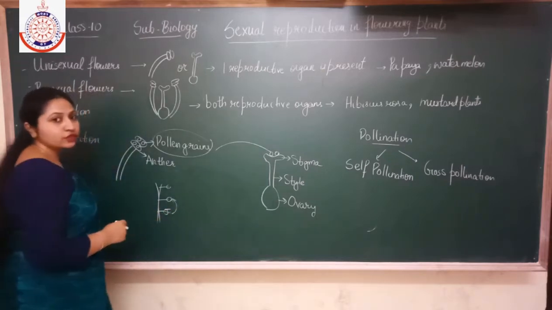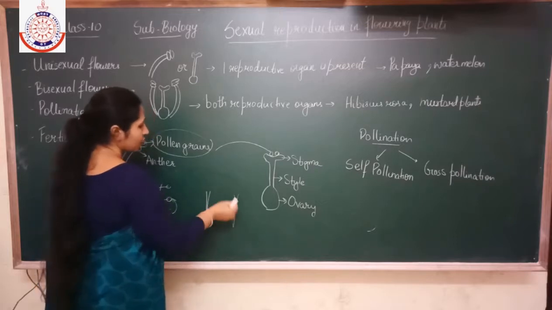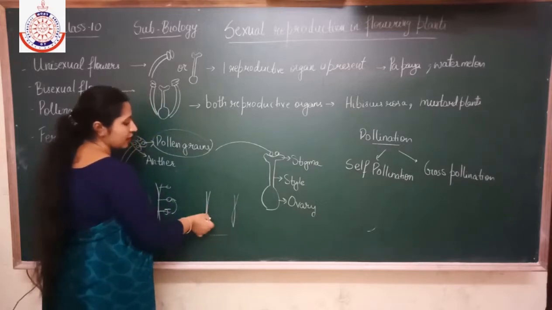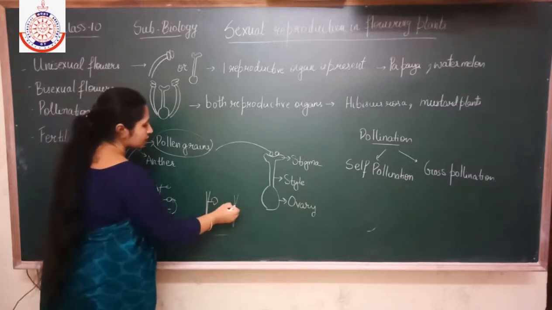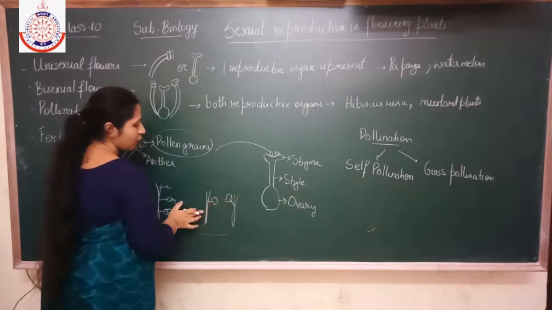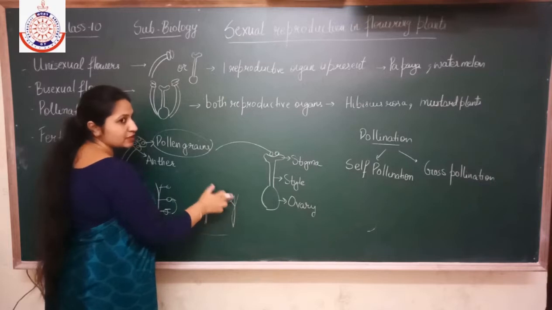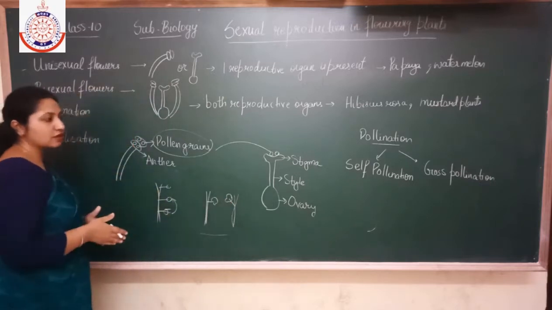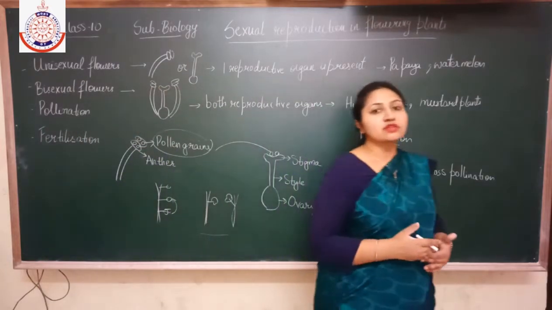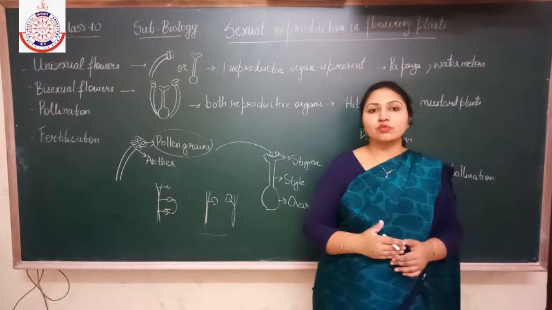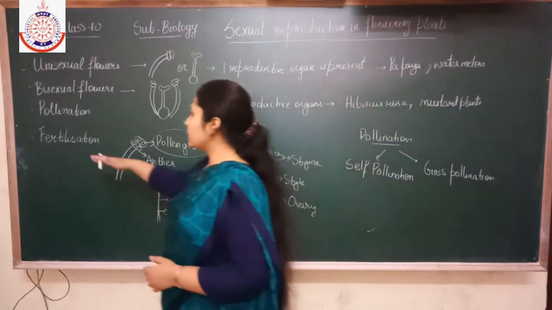And what happens in the case of cross-pollination? Suppose two plants are there of a similar kind, belonging to the same species. If pollination occurs from a flower of one plant to another flower of a similar kind of plant, between two flowers present on different plants, then this kind of pollination is known as cross-pollination.